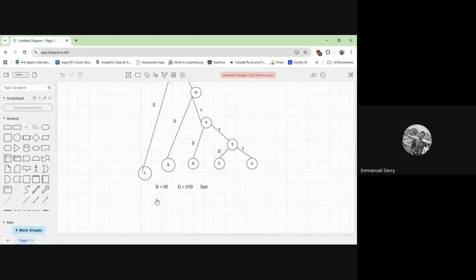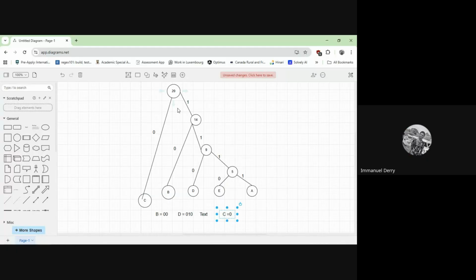So for C, we have C is equal to 0, right? And then B is going to be 1, 0. And then D, which is this, would be 1, 1, 0.